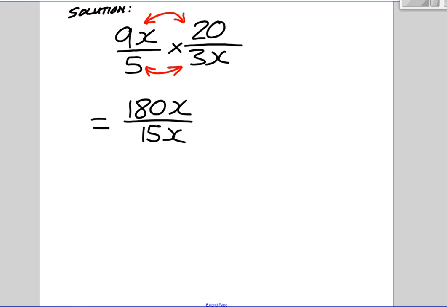And 180 divided by 15, is it possible that 15 goes into 180? What do you think? 12, is it 12 times? It is indeed. There you go. And x is gone because it cancels out on both top and bottom. x over x, something divided by itself is 1, and 1 times 12 is just 12.